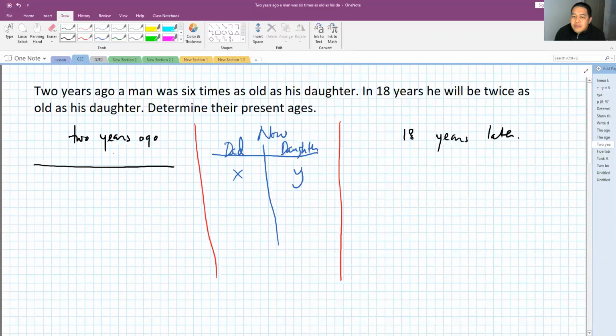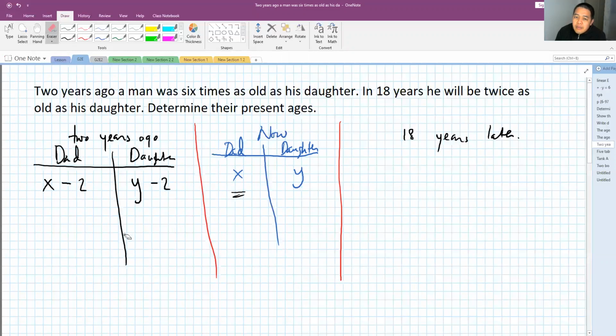Now, if you talk about the age of the father 2 years ago, you see now the age is equal to x. That means 2 years ago it's x minus 2, right? And the age of the daughter, now it's y. That means 2 years ago it will be y minus 2.